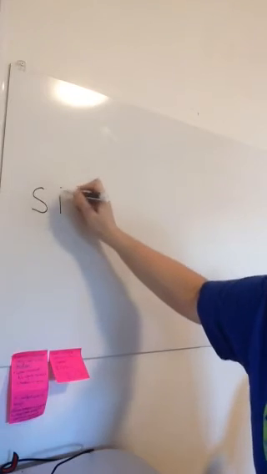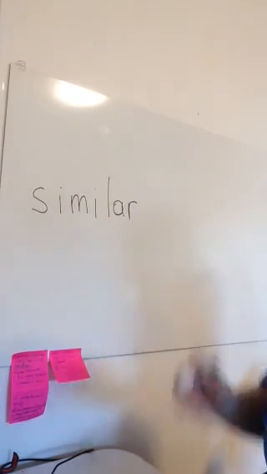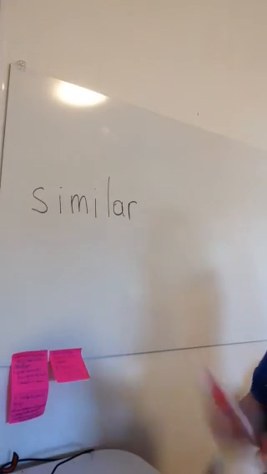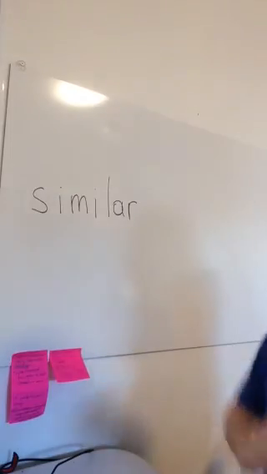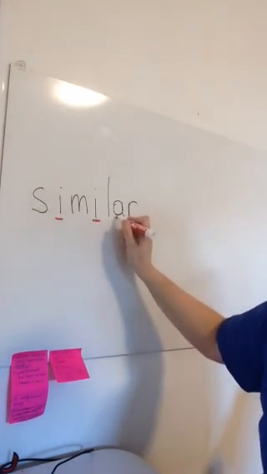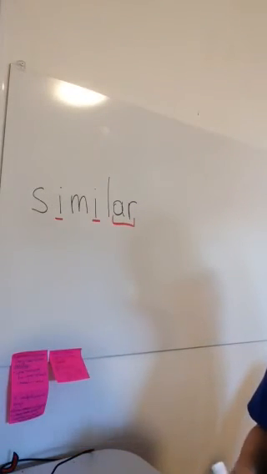We have one more, and let's do this one. All right, how many vowels? 1, 2, and we have this one here, but we notice it is AR. AR says R.